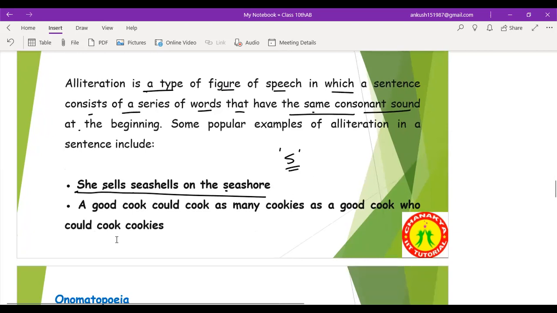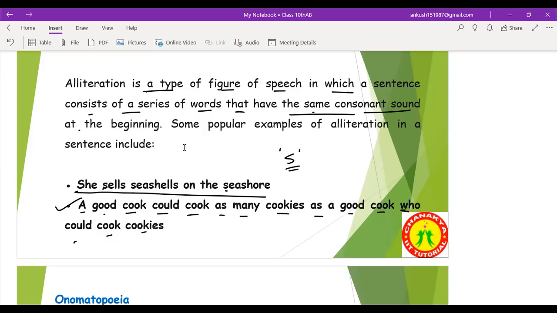Another example is given: a good cook could cook as many cookies as a good cook who could cook cookies. Is it an example of a tongue twister? Isn't it? Can you read it for me? You read better. A good cook has many cookies.